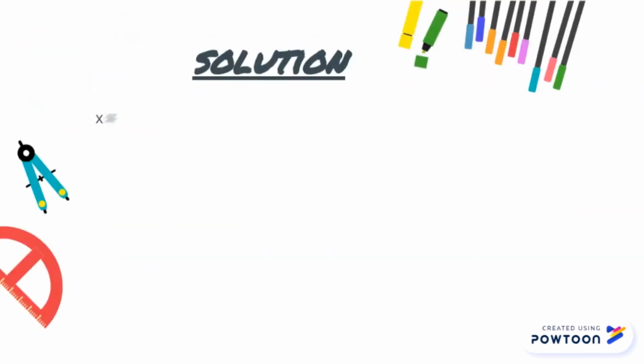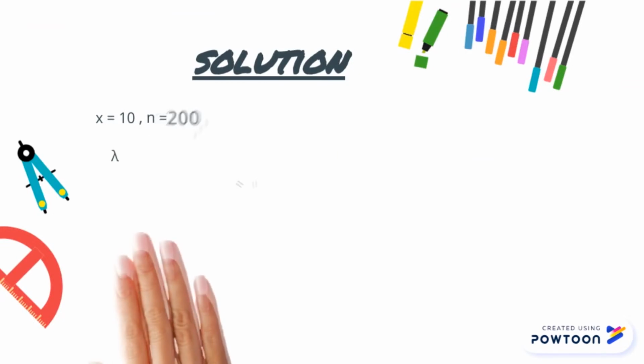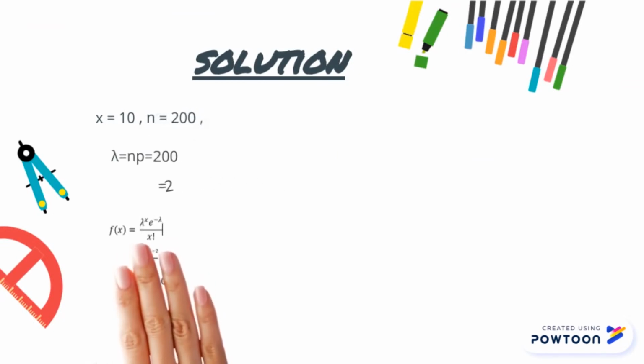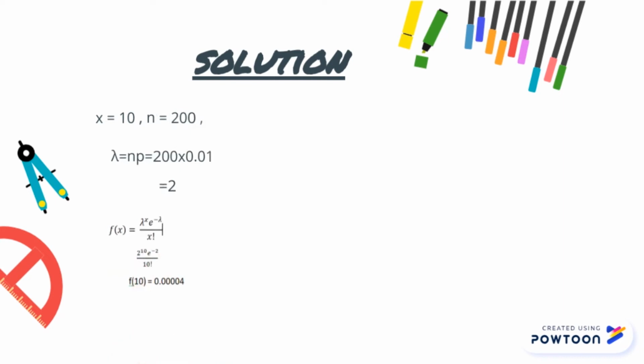Okay guys, for the solution, we have not been given the value of lambda, but we know that lambda is equal to the mean, and the mean is equal to np, where n is the total number while p is the probability of success. So, the total number, n, is equal to 200, and the probability of success, p, is equal to 1%, which is 0.01. So, the value for lambda is 200 times 0.01, which gives 2.